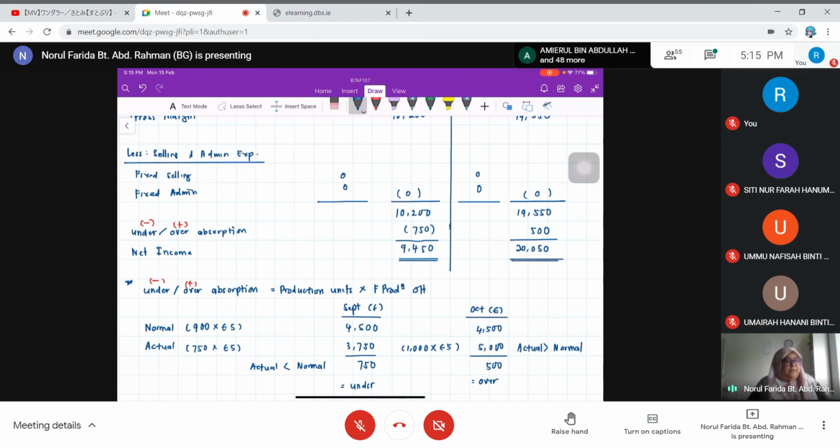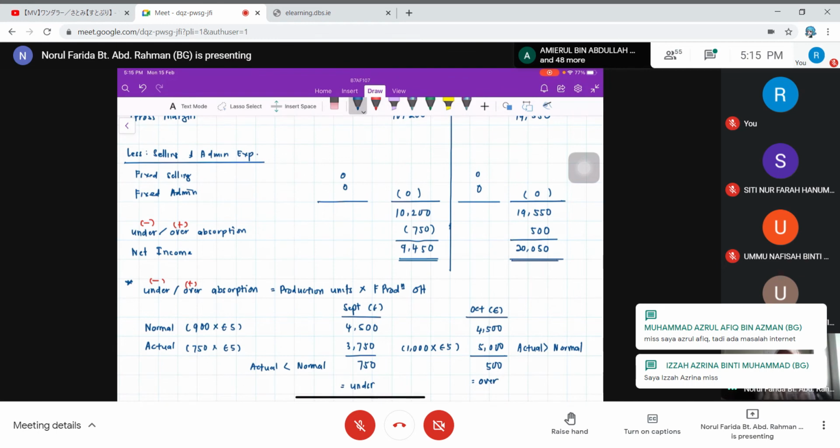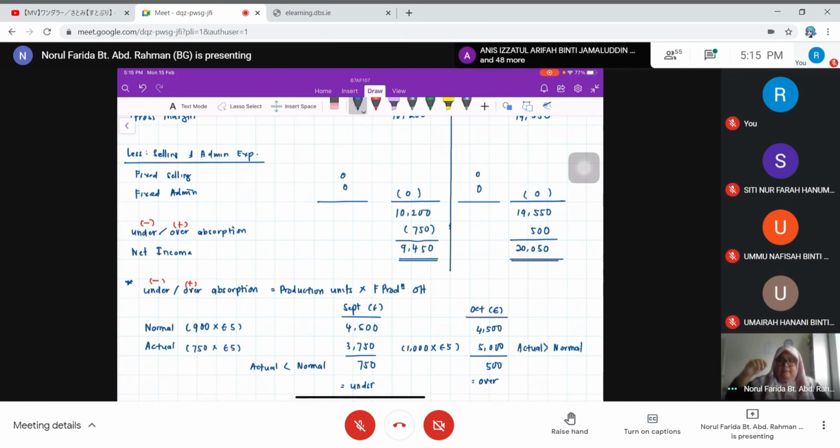Okay. Dah baca soalan 2? Example 2 soalan 2. Okay. Siapa tu? Siapa yang naik chat tu? Dia ajak kita chat-chat pula. Izzah. Panggil ke? Izzah.